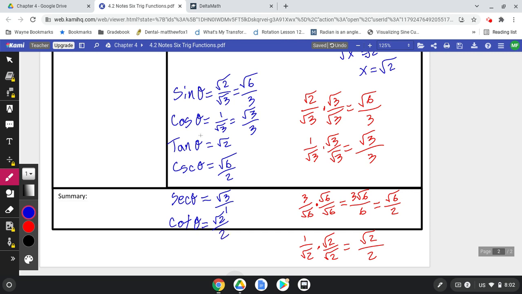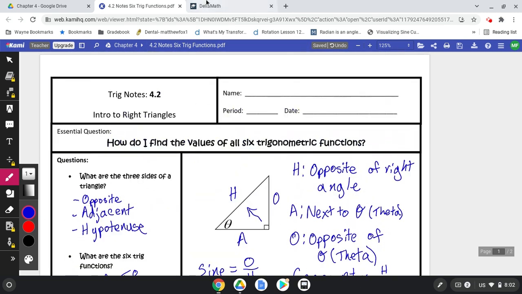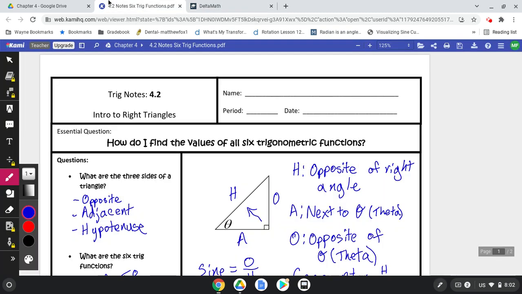All right. Now, one thing I want to point out before you guys start, there is a brief Delta Math assignment today to go with this. One of the problems looks kind of like this. It says find the exact value of tangent of A in simplest radical form. So tangent, we know that's TOA. So tangent A, we go to angle A here. TOA, so opposite is the 2. Adjacent is square root of 60.